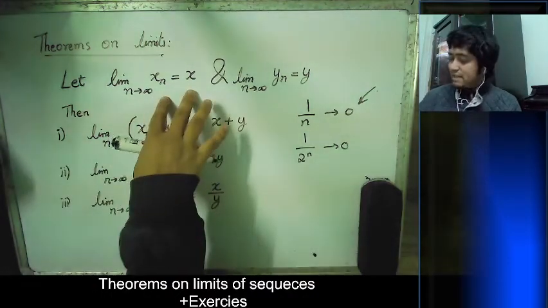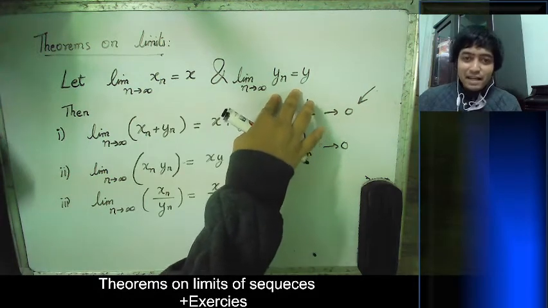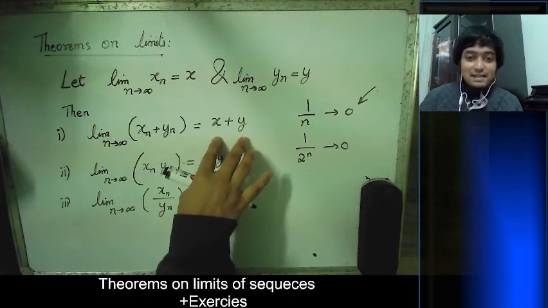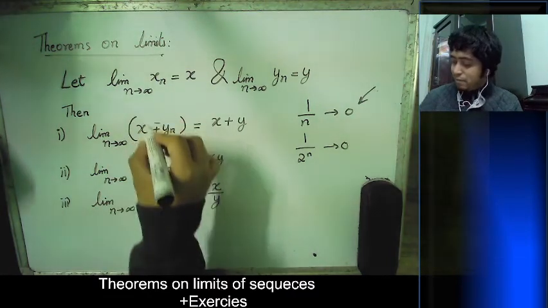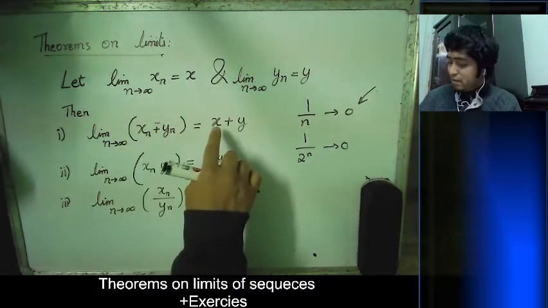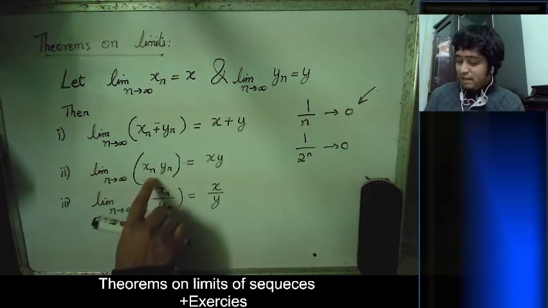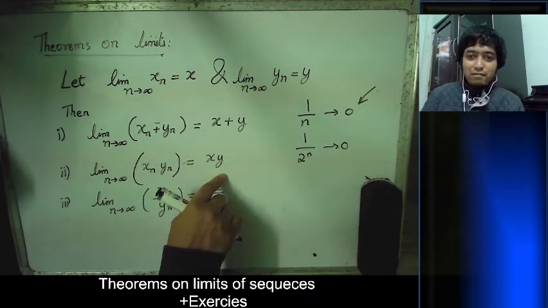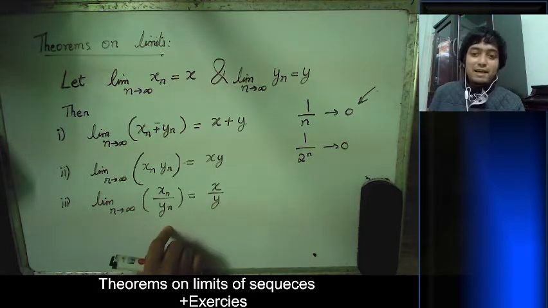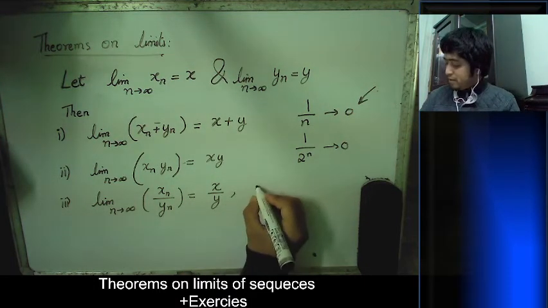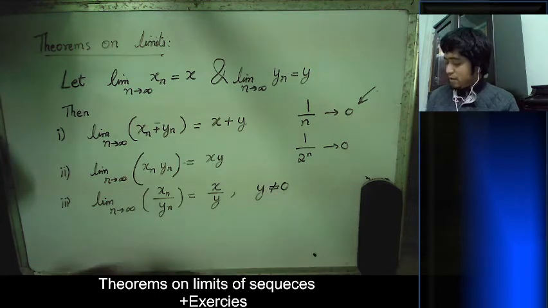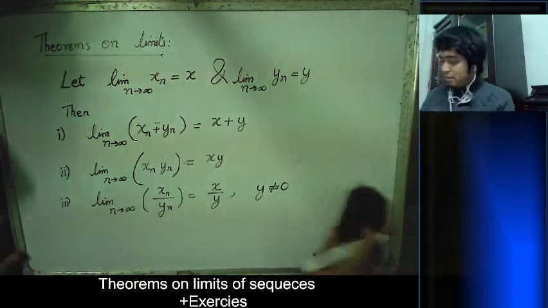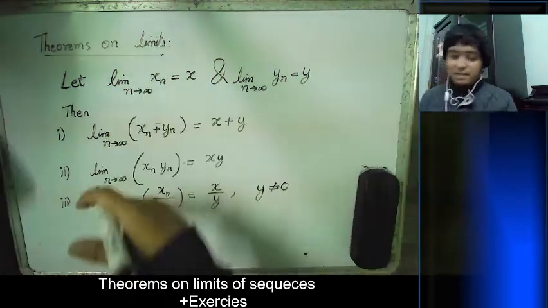If we know the limit of xn and if we know the limit of yn, then we can easily calculate the limit of xn plus yn, which is just x plus y. Similarly, you can put minus over here, it will only be x minus y. Similarly, if you multiply them, xn and yn, it will be xy. Just multiply the limits. And xn by yn will be x by y. But over here you must know that y should not be equal to 0, otherwise you will be dividing by 0, which is impossible. So these are the theorems on limits.